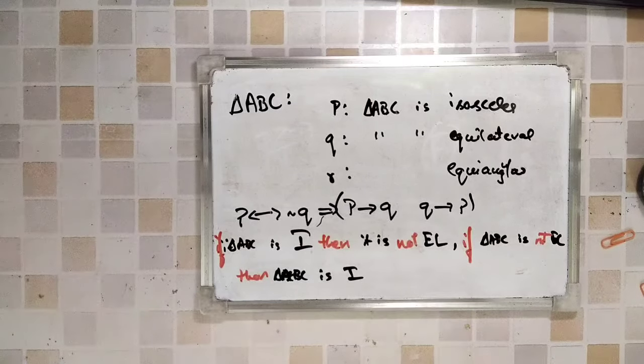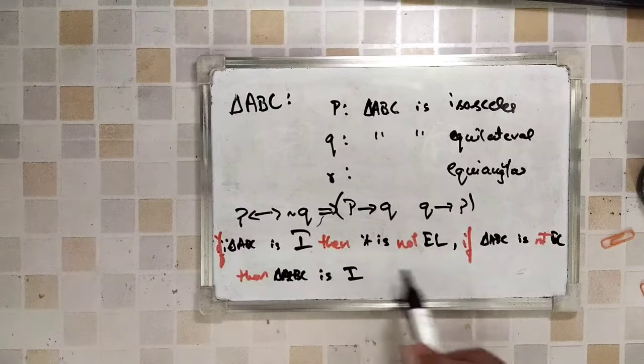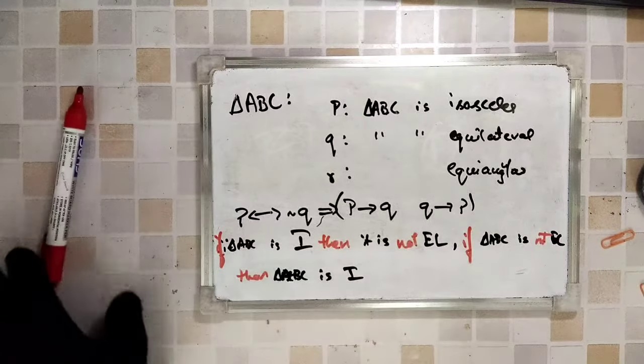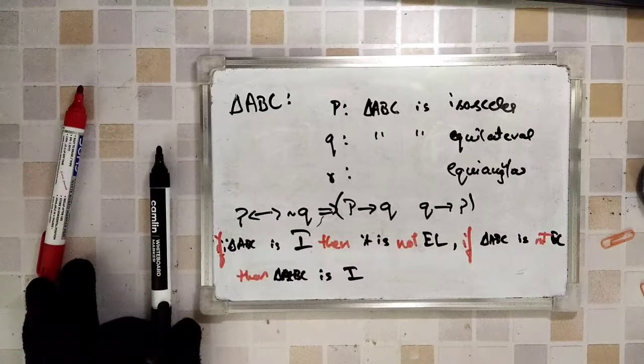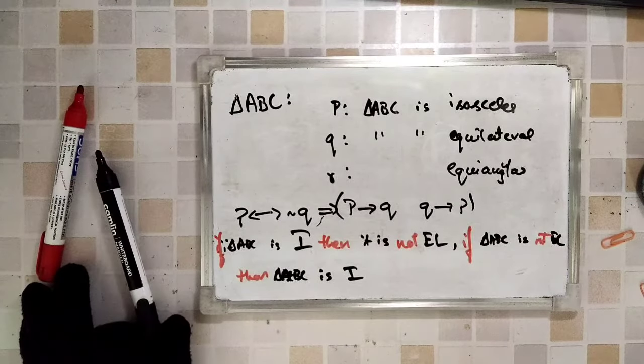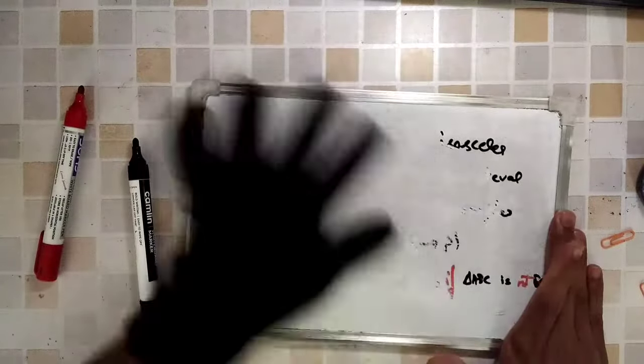If ABC is not equilateral, then triangle ABC is isosceles. This thing is: triangle ABC is isosceles if and only if it is not equilateral. That's what I had written at the beginning. Okay, I hope this made you understand the concept.